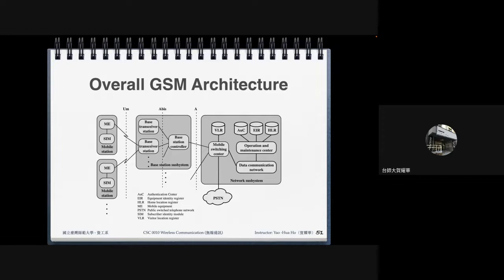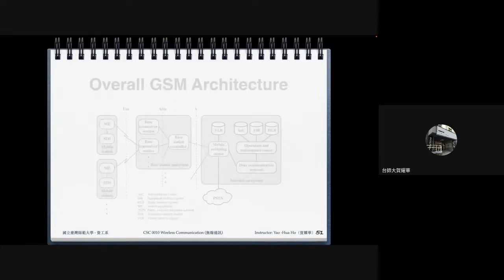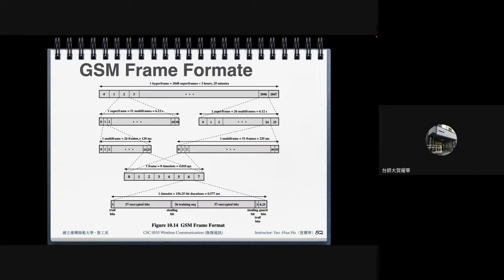Okay, all right. So from there on, we will take a look at this. The next thing is the frame format in the GSM. This is just for your knowledge. You do not have to memorize it. I probably will not ask you about it on the exam. Just for your information.